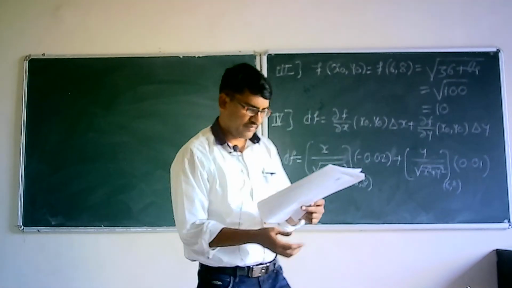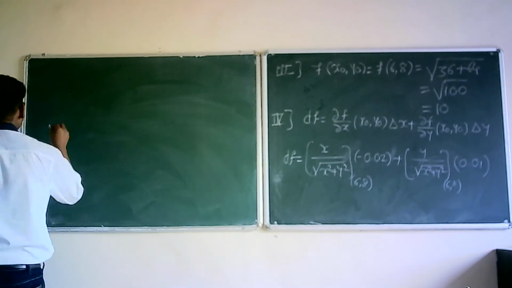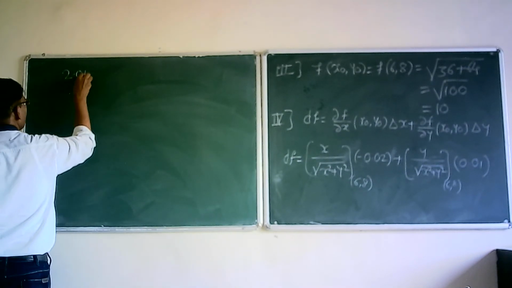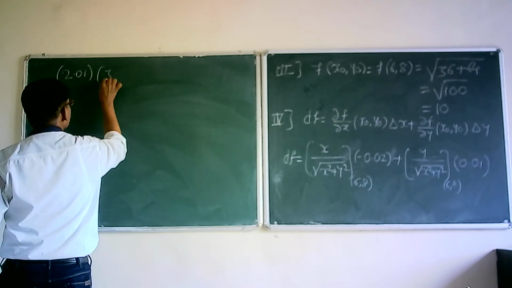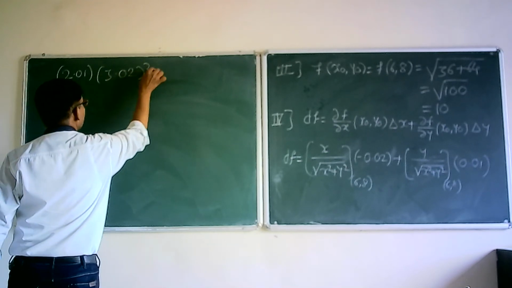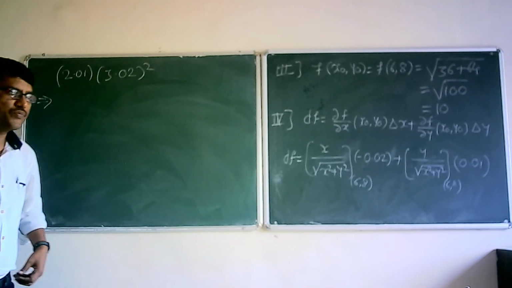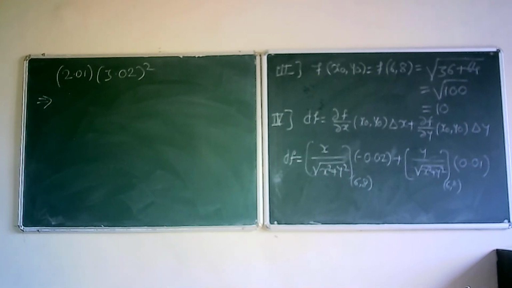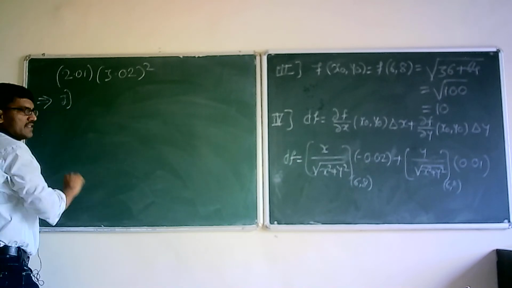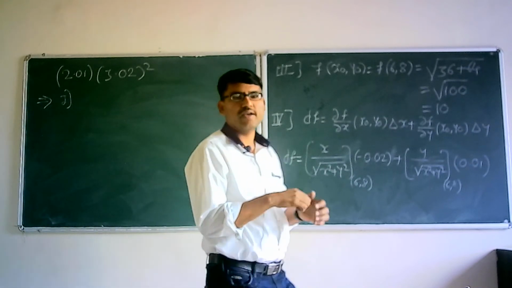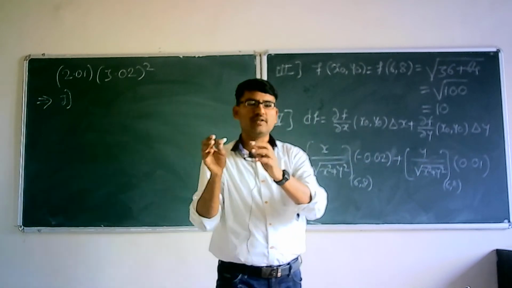And an approximate value of the function 2.01 times 3.02 bracket square by using a differential. So you can observe that here, what is our first step? We want to decide our function z is equal to f of xy. If you observe, this 2.01 is very close to integer 2.